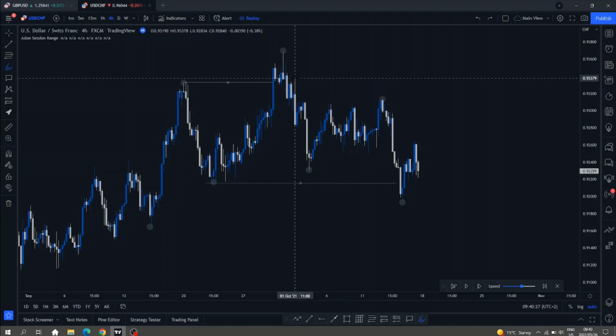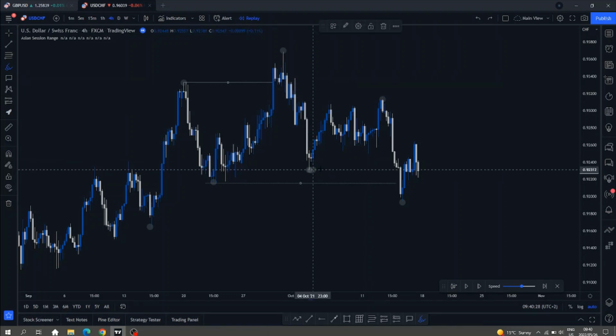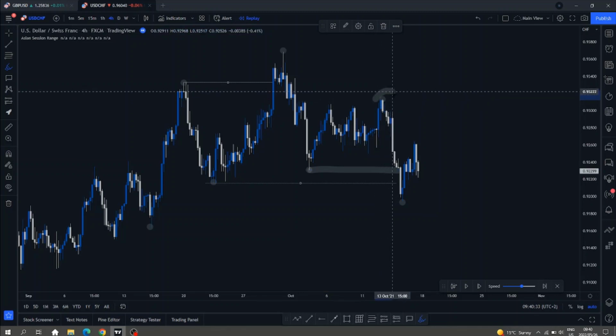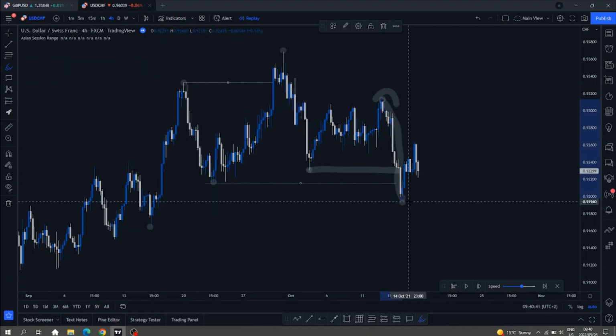And in terms of the 4-hour, what we have is a valid break of structure in here, which originated from this point here. So that means that the range we are playing within is going to be this range here, from this swing high to this swing low.